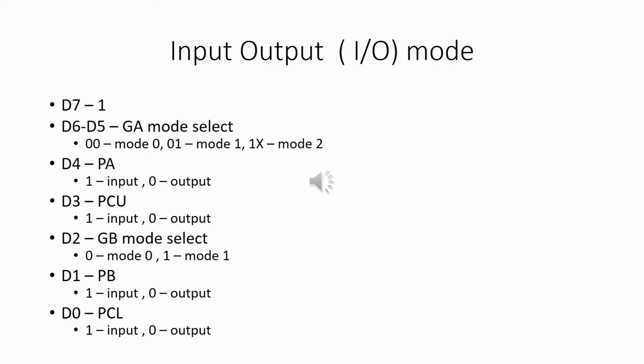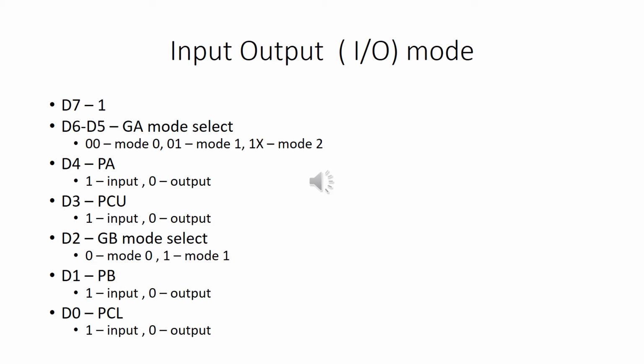Now let us see the input output mode. In that case D7 will be equal to 1. When it is 0, it is BSR mode. Now D6 and D5 bits are used to set the GA mode select. When both of them are 0, it is mode 0, 0 1 is mode 1, and 1x is mode 2. So D5 can be anything for mode 2. The D4 bit is used for PA, 1 for input, 0 for output. D3 is for upper PC, 1 for input, 0 for output. D2 is for GB, 0 for mode 0, 1 for mode 1.